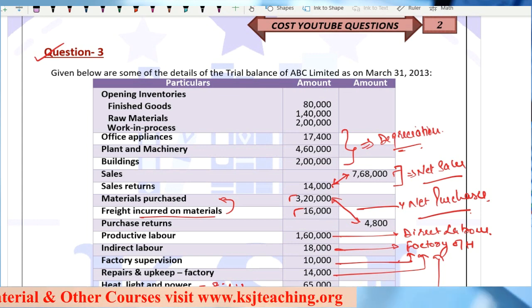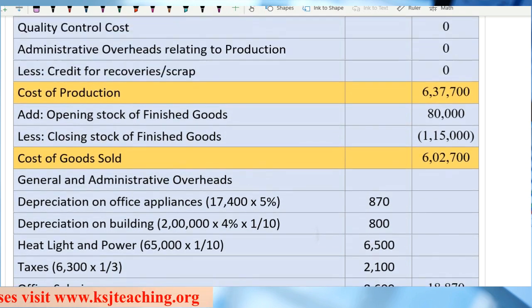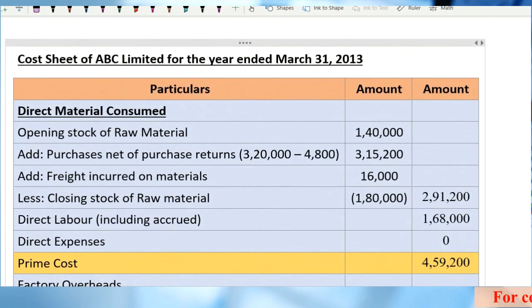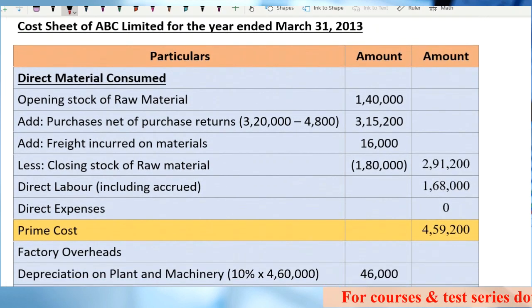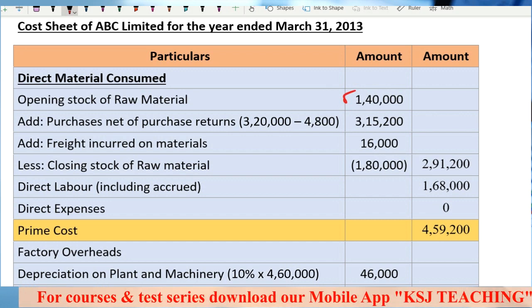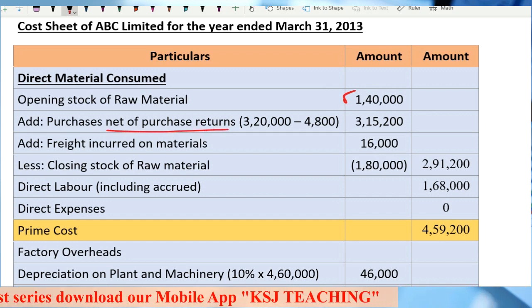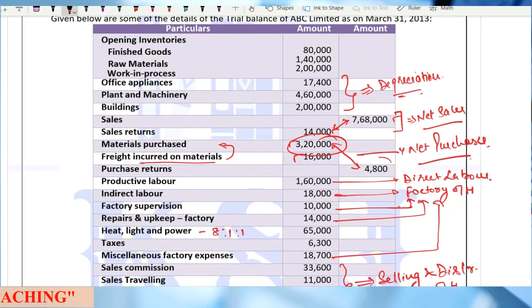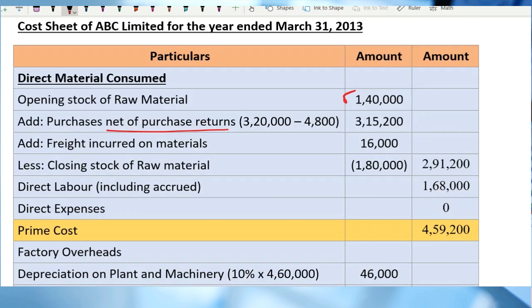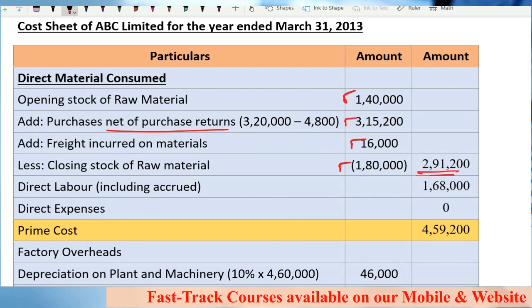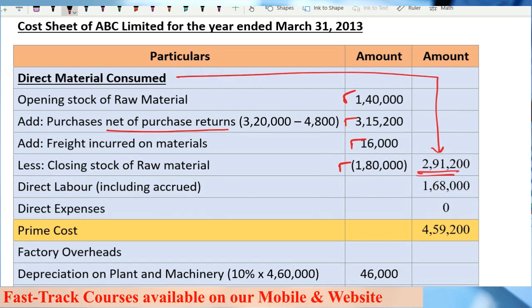Don't worry. I'll show you the solution. Now some of the people might think, sir, show the solution, sir. How can we do it, sir? We are just a small kid, sir. See, the opening stock of raw material is given to you, add purchases net of purchase return. So be careful, right? I have told you in the question also, 3,20,000 minus 4,800 net purchases you have to take, right? Then freight incurred less closing stock. Any doubts? This is your direct raw material consumed.